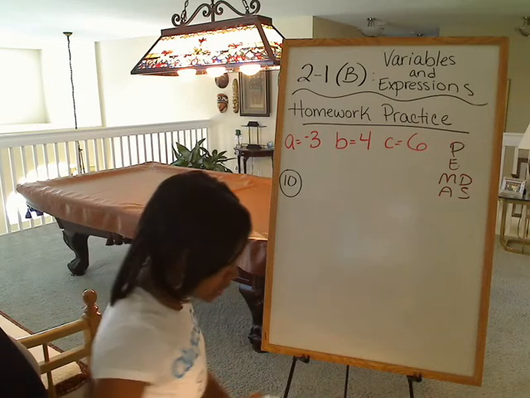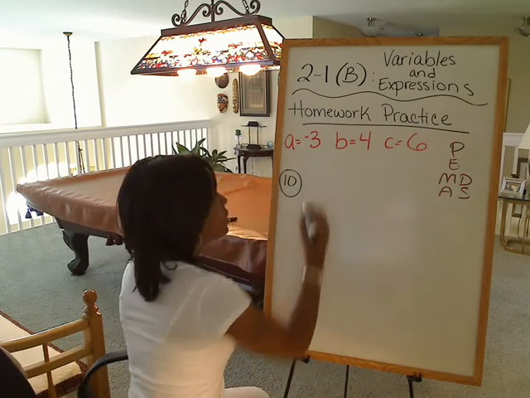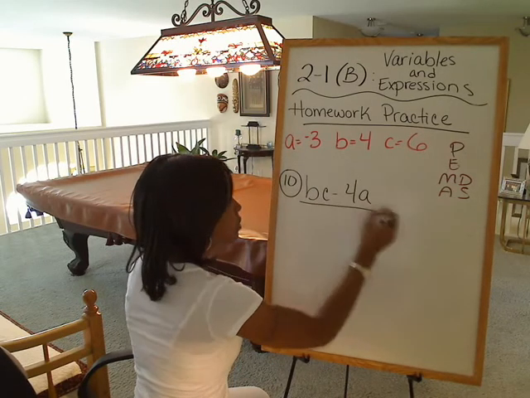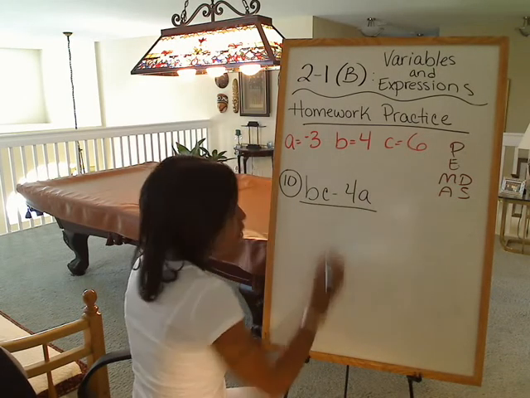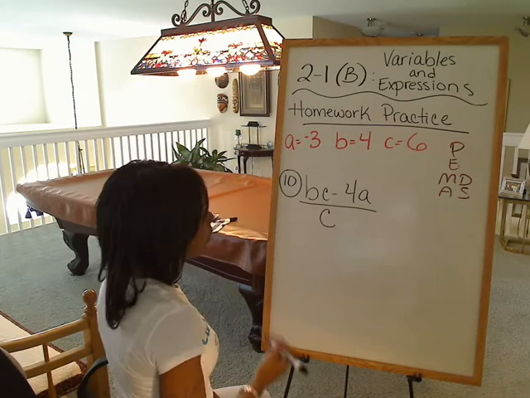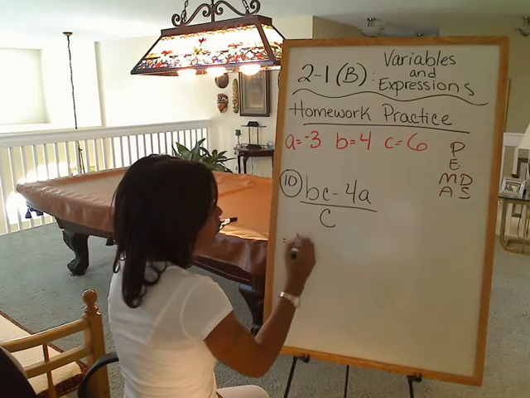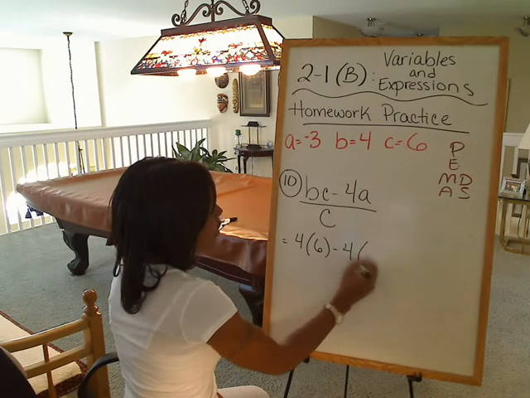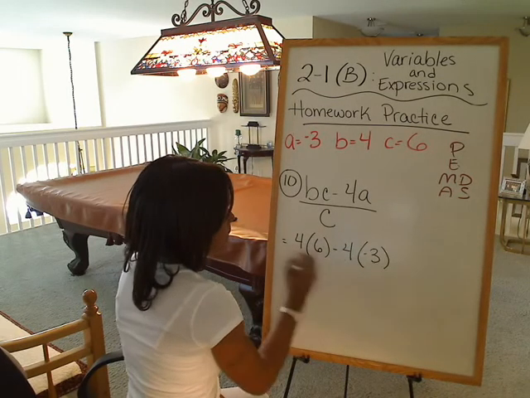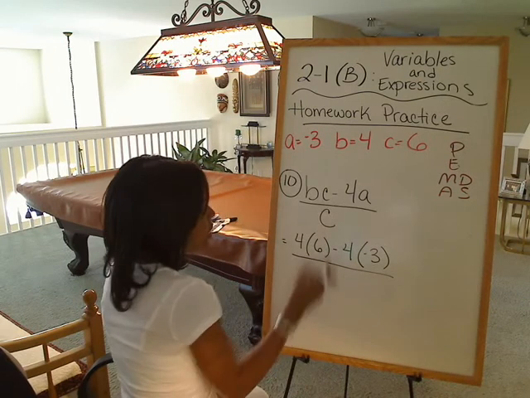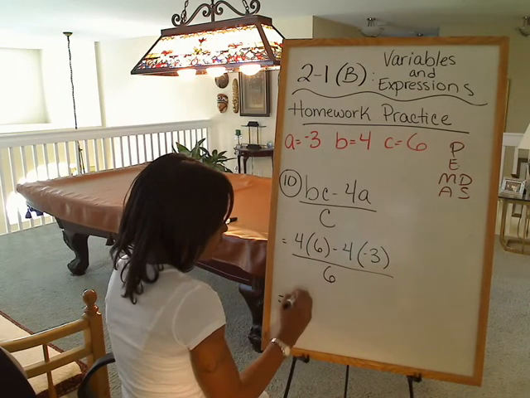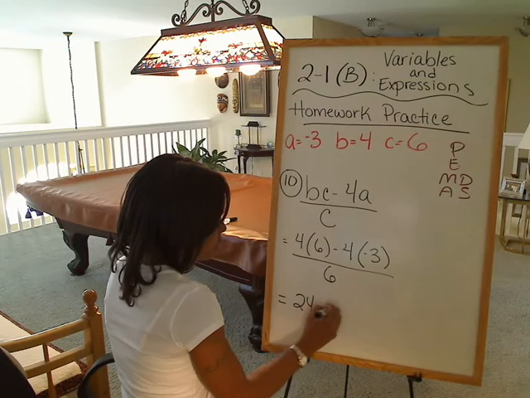Okay, number 10 says BC minus 4A over C. So B is 4, C is 6, and A is -3. The bottom C is 6. 4 times 6 is 24.